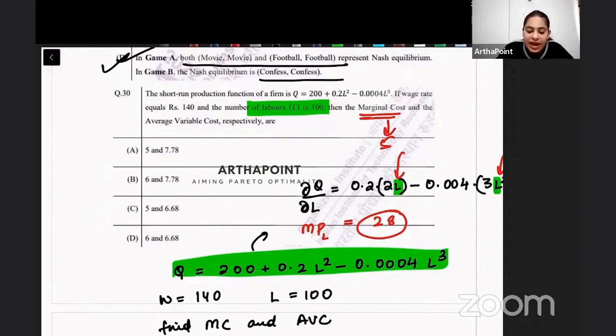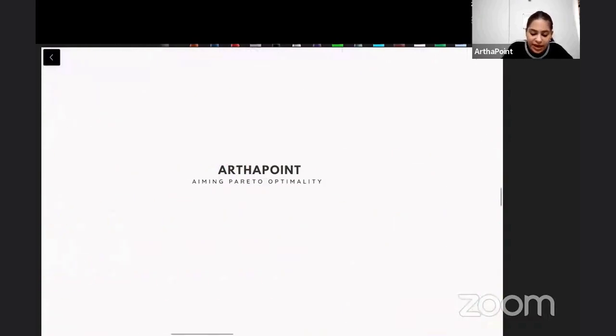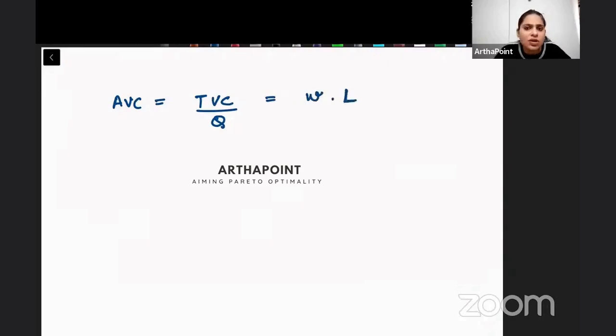Now let's talk about the average variable cost. Okay. So what is average variable cost? Average variable cost will be total variable cost by output. What is total variable cost? It is nothing but the cost you incur on your variable input. What is your variable input? Labor. So each unit of labor gets W, and I am incurring on L units of labor. This is my total variable cost divided by the quantity.